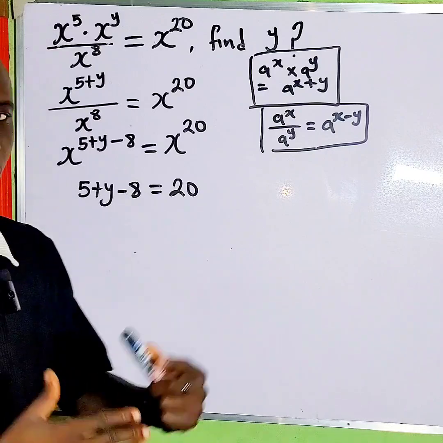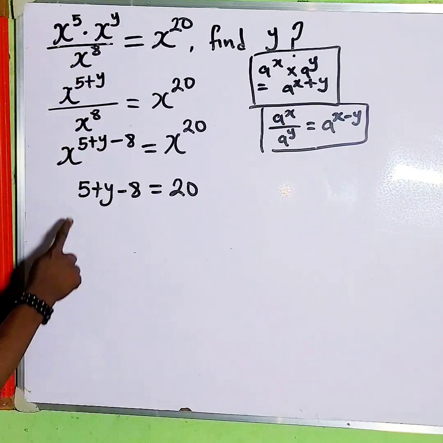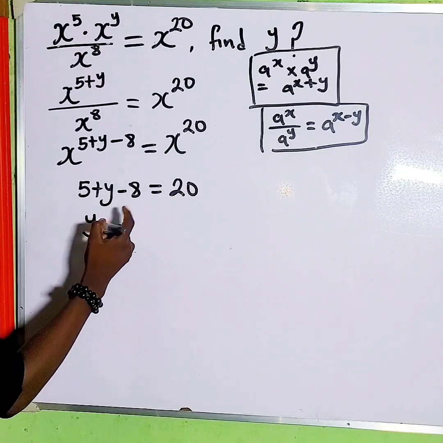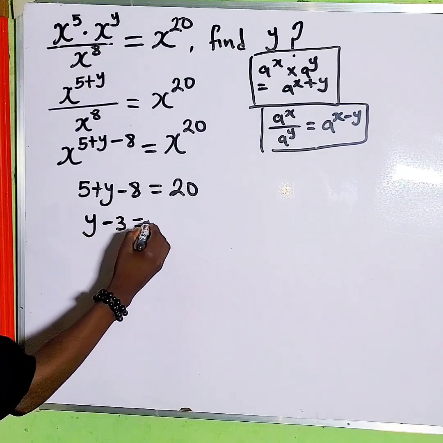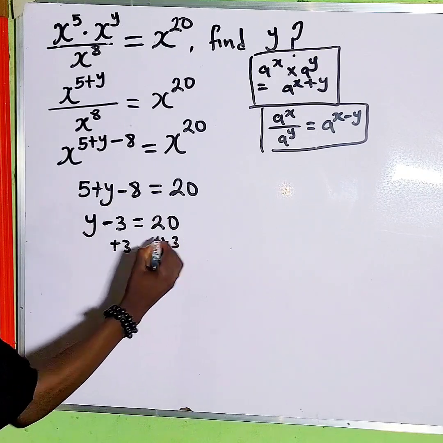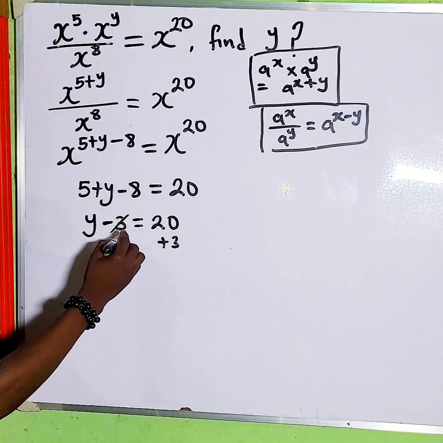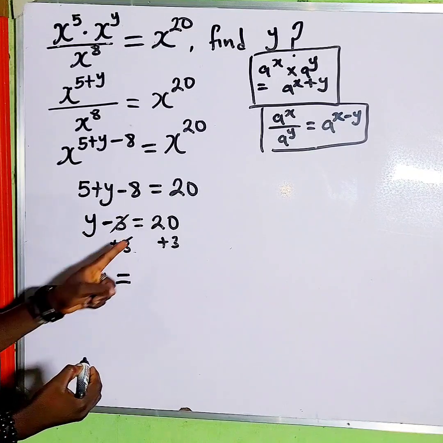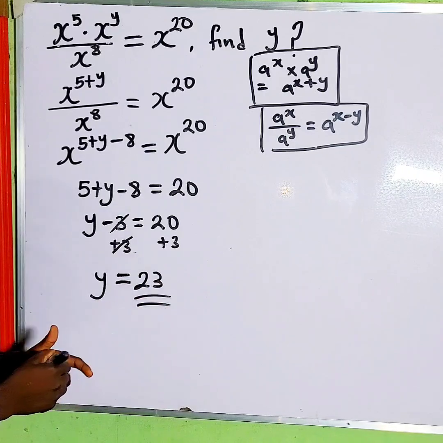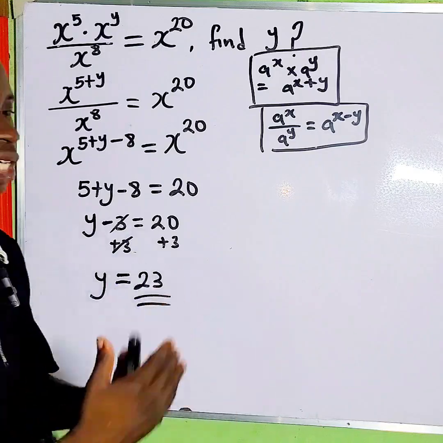Now we can easily solve the value of y from this linear equation. So what are we going to do? 5 minus 8. So here we are going to have y, then 5 minus 8 is going to give us minus 3, which is equal to 20. Then we add 3 to both sides of the equation. So here we are going to have y, minus 3 plus 3 is going to be 0, equal to 20 plus 3, which is going to give us 23. So therefore, 23 is the value of y that satisfies this exponential equation.